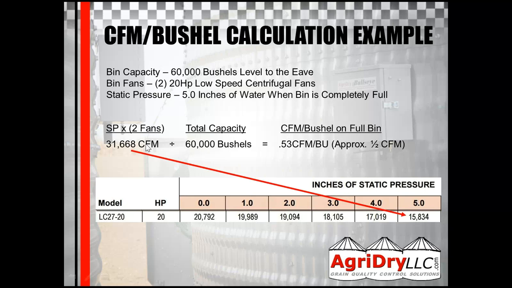You take the total CFMs divided by the total bushels, and that calculates the CFM per bushel, 0.53, or basically a half a CFM per bushel. All right? So that's how we calculate it. Whether you're changing moisture or aeration, what's the right fan sizing, this is where we can calculate that from those charts.